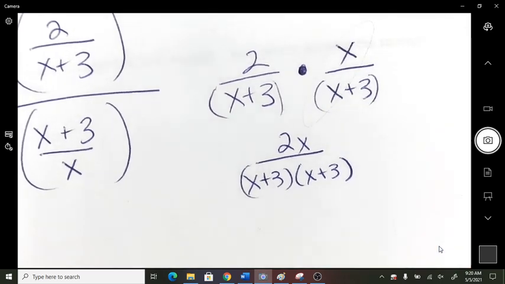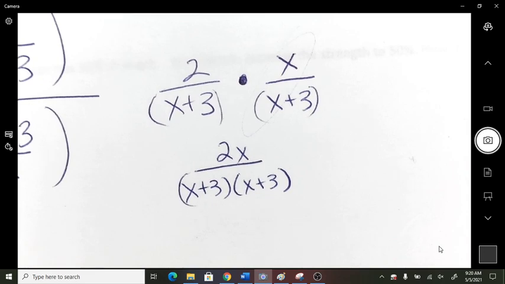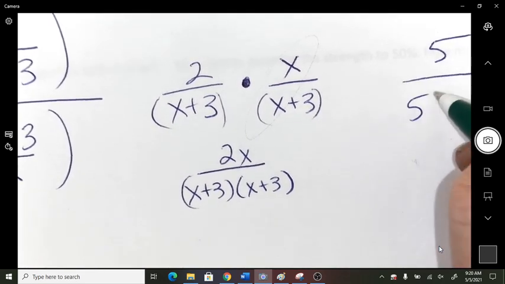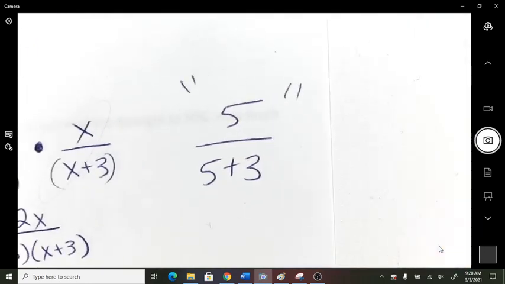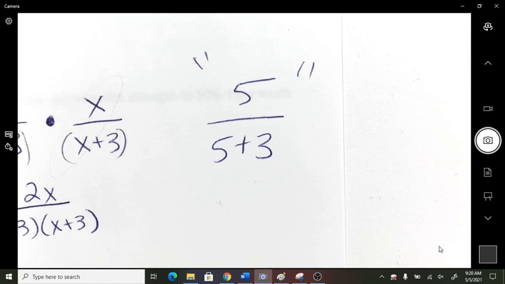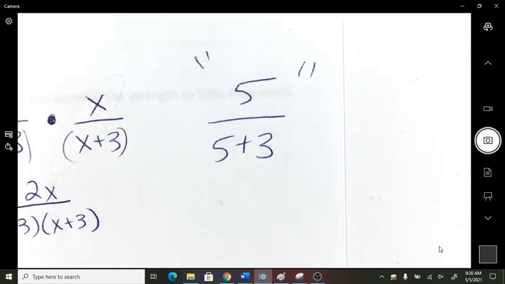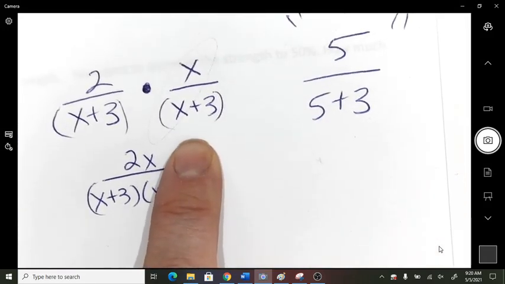Sometimes the concept would be some people think the x and the x should cancel there. Remember, you can't cancel adders. As in, thinking this, I can't cancel and say that that's 1/3, right? 5/8 is not the same as 1/3. So those don't cancel. Those don't cancel. Do you see a difference?